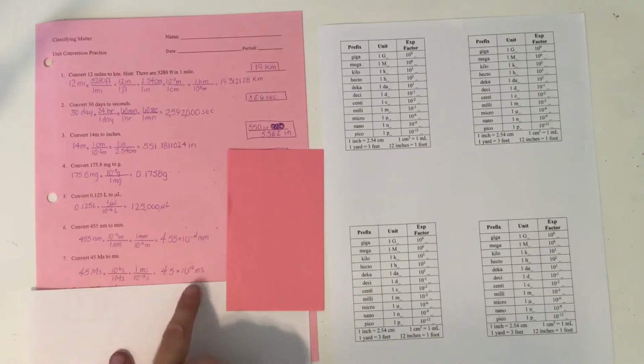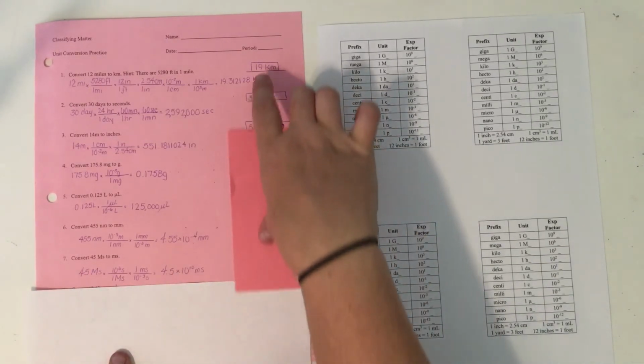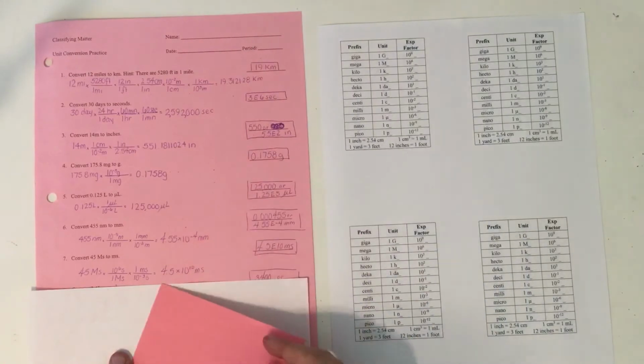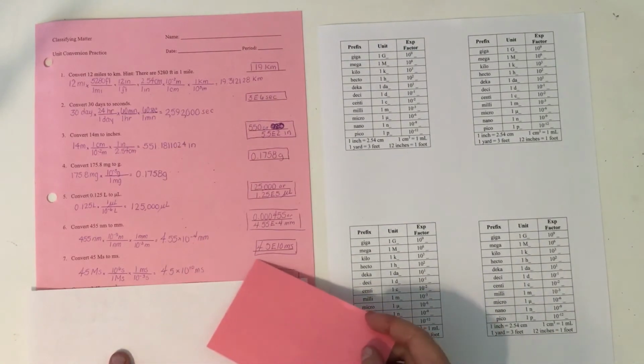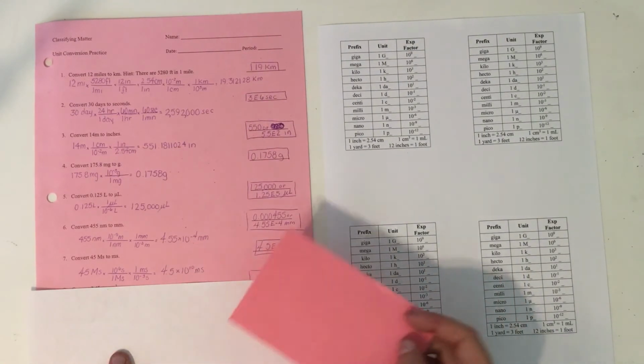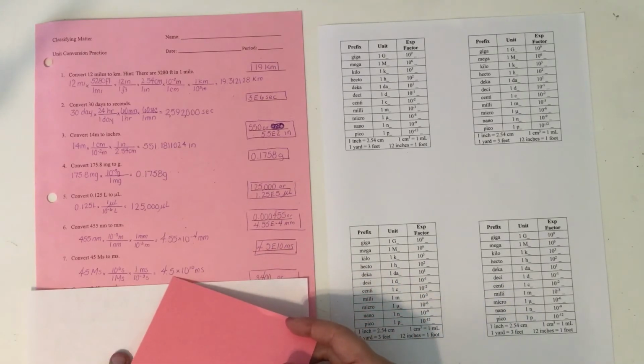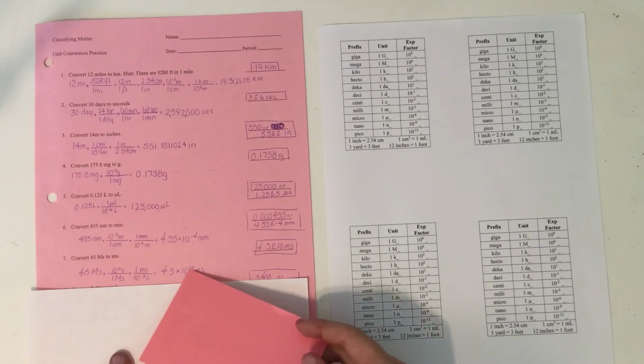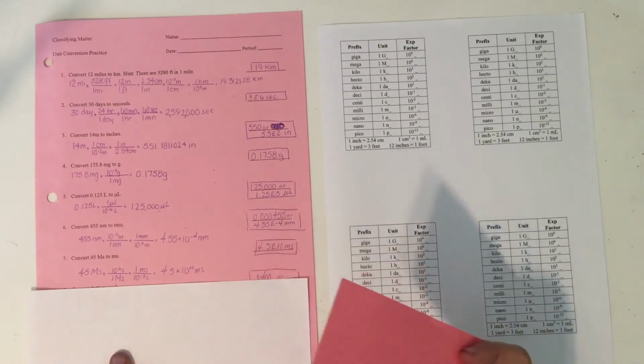Final answer written to 2 significant figures using scientific notation. So I can write that as 4.5 times 10 to the 10th. I could write it as 4.5 e10. Or if you really wanted to, you could write out a bunch of zeros afterwards and actually have 4.5 times 10 to the 10th with the 9 zeros written out.